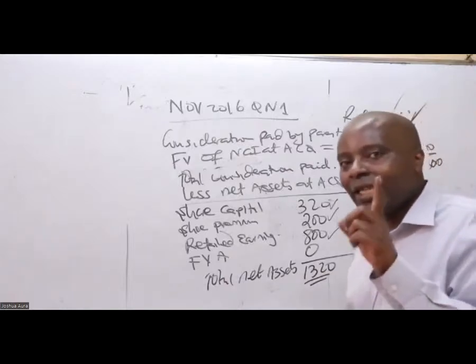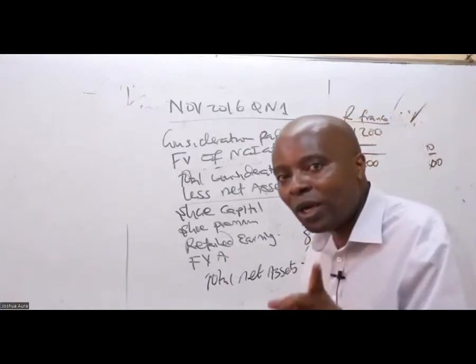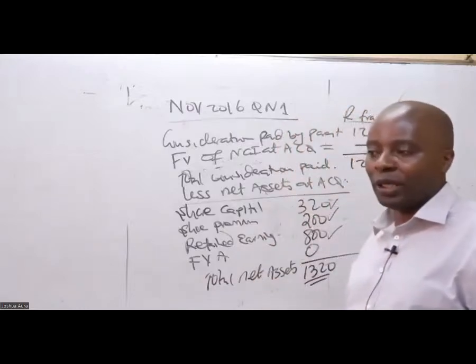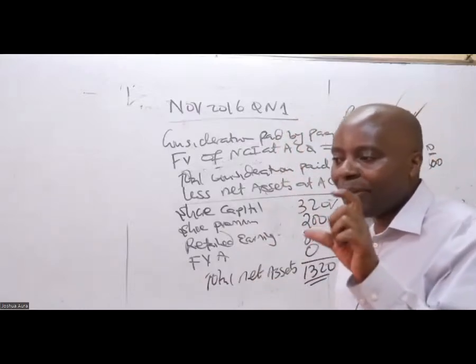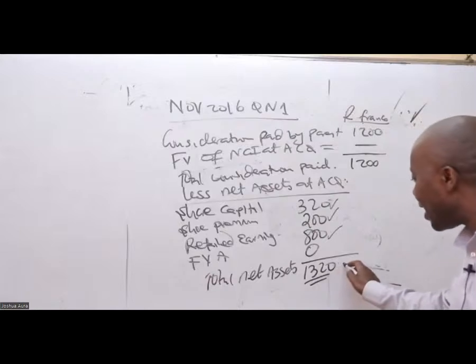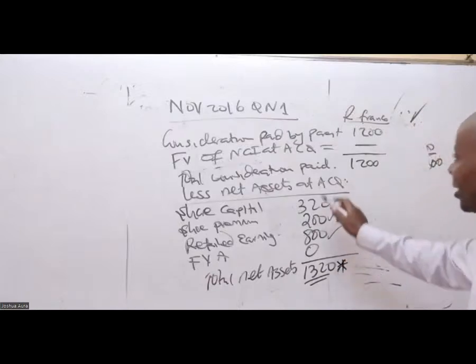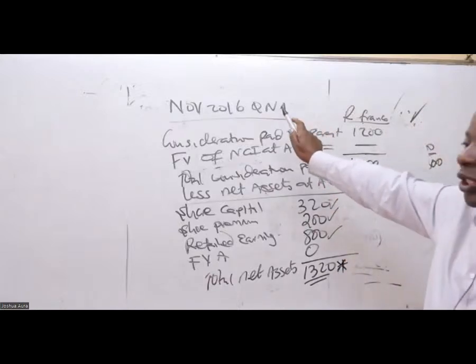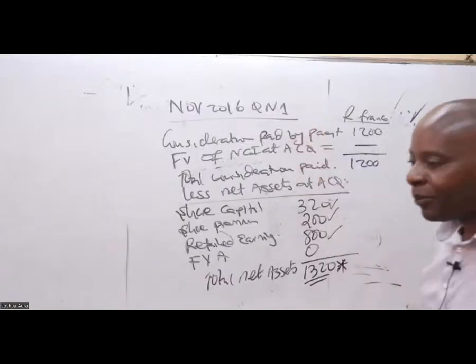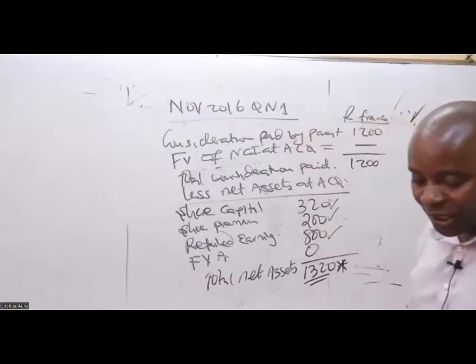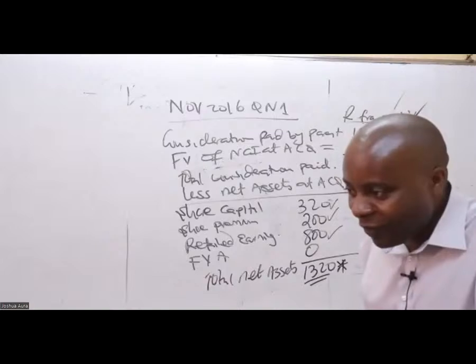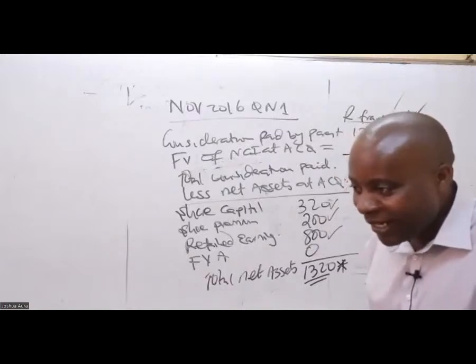And yet, the examiner has told you to use partial method. So it tells you to take partial method, come and take a proportion of this. The parent owns how much? The parent owns what percentage? 60 or 75? The parent.